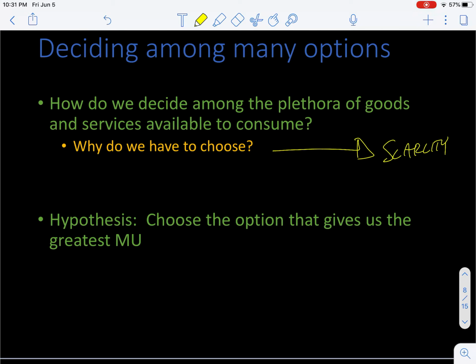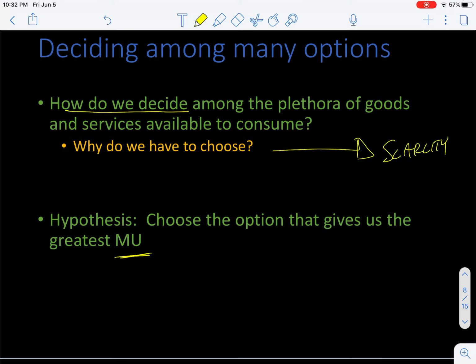Scarcity implies choice, and choice means there are opportunity costs. We covered that early on. But our question now is, how do we decide? I'm going to start us off with this hypothesis: we choose the option that gives us the greatest marginal utility.